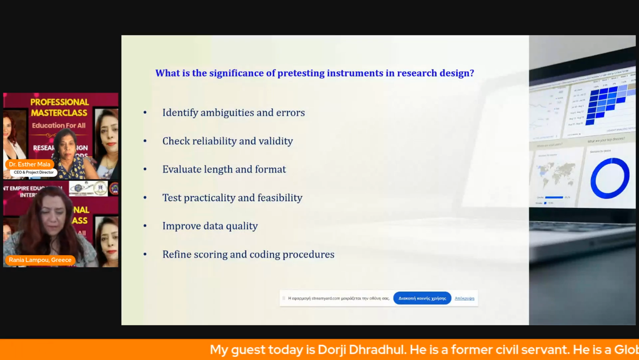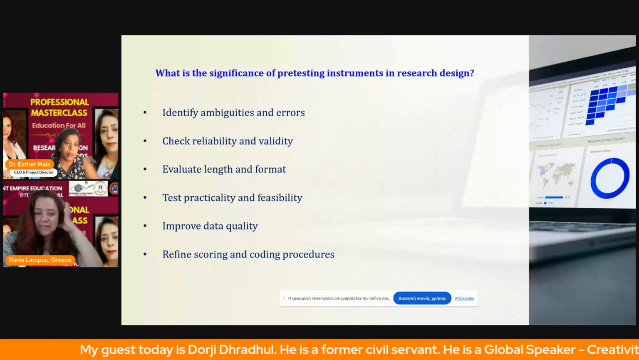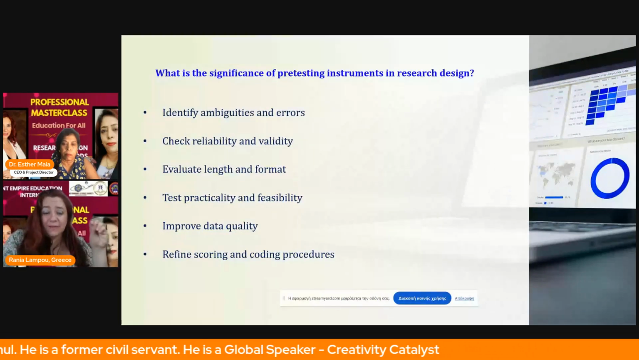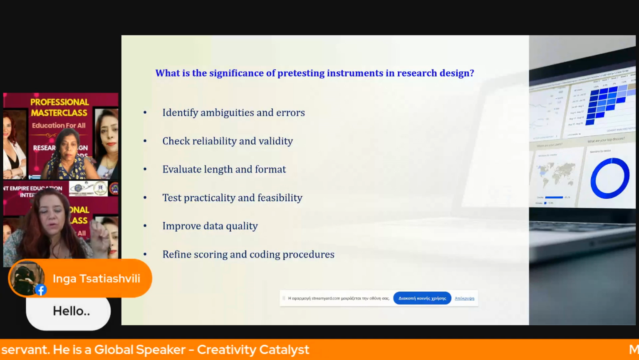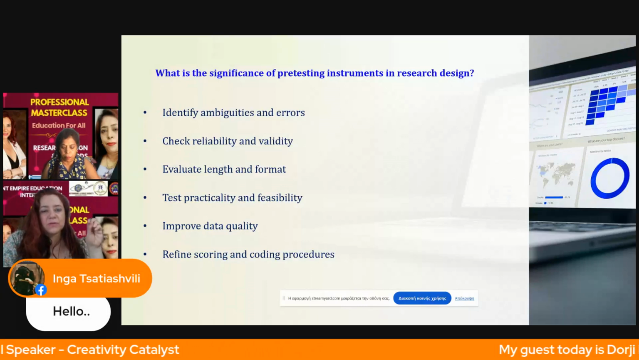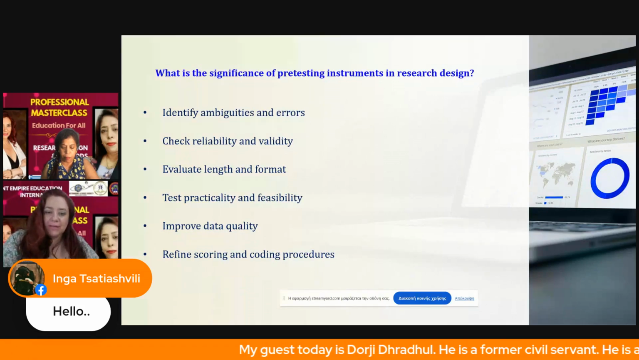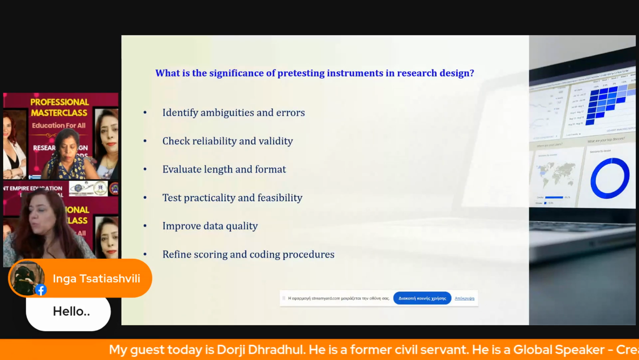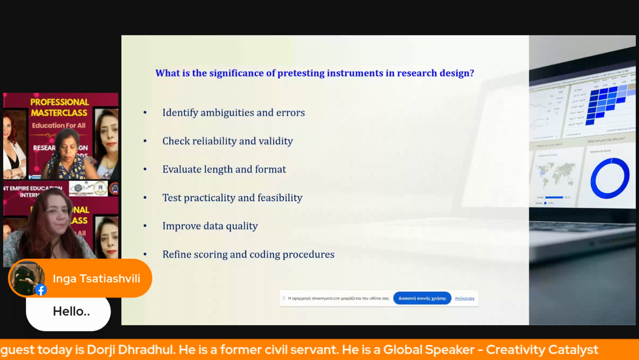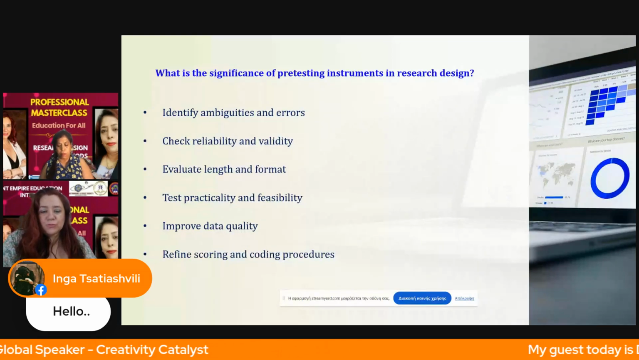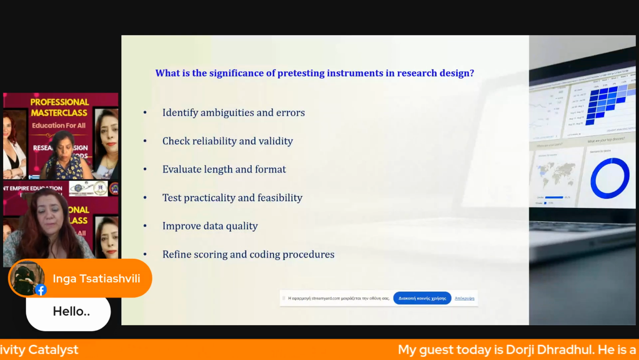Now, what is the significance of pre-testing instruments in research design? Pre-testing instruments is crucial for ensuring the quality and reliability of the data you collect, because it identifies ambiguities and errors. It can detect confusing, unclear, or misleading questions or items. And this helps clarify wording and improve question comprehension. Then it checks reliability and validity. It assesses whether the instrument consistently measures what it's supposed to measure. It helps confirm the instrument's accuracy in capturing the intended data.